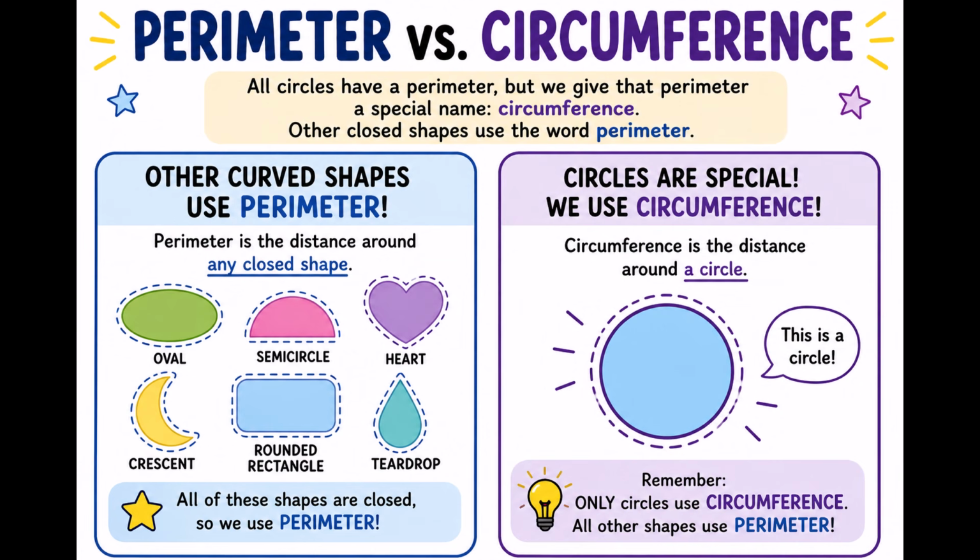Circles are special. We use the word circumference instead of saying perimeter. Circumference is the distance around a circle. So only circles use circumference. All other shapes use perimeter.